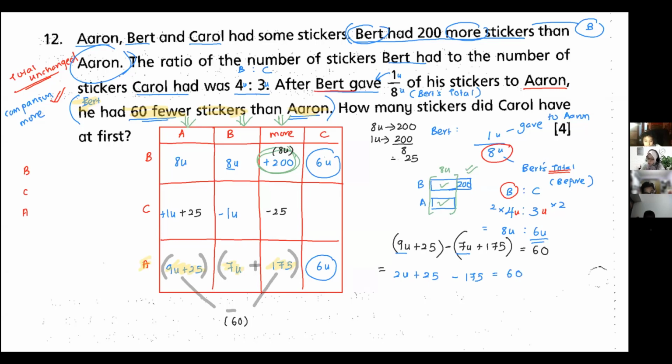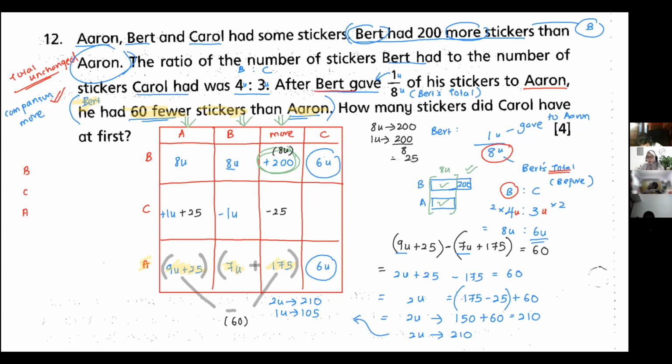Okay, so 2 units equals to 175 minus your 25. Okay, then you plus 60 this way. So 2 units is 175 minus 25 is 150 plus 60 equals to 210. 2 units is 210. I'm continuing here. 2 units is 210. 1 unit is 105. You know how I get that, right? Divided by 2.